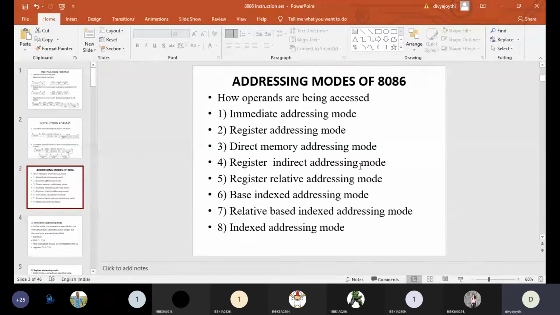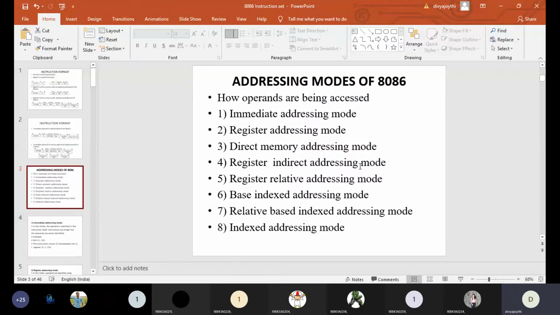By looking at the addressing mode of an instruction, one should be in a position to say how the data is being transferred from source to destination. That is clearly described by the addressing modes. And 8086 supports 8 addressing modes.